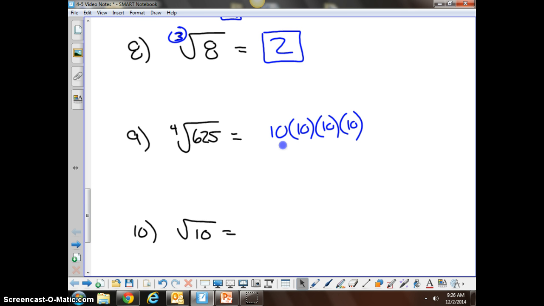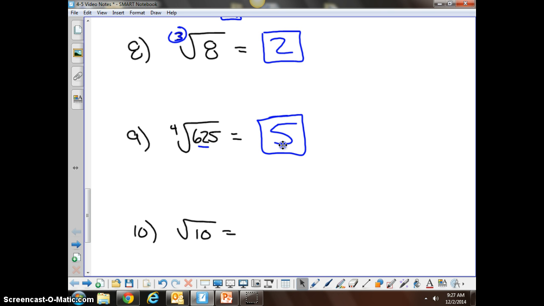10 times 10 is 100. Let's see if I can get this to work here. I'm going to do 100 times the second 10 gives me 1,000. I'm going to do 100 times the next 10 gives me 10,000. So I know that 10 is too big of a number, because I'm only looking for a number that when you multiply it by itself 4 times, you get 625. So I do happen to know that 5 to the power of 4 is 625. So when calculating this, I'm going to say the fourth root of 625 is the number 5.